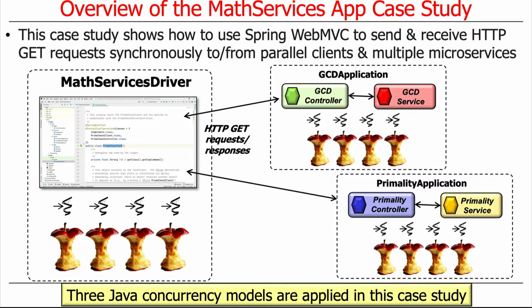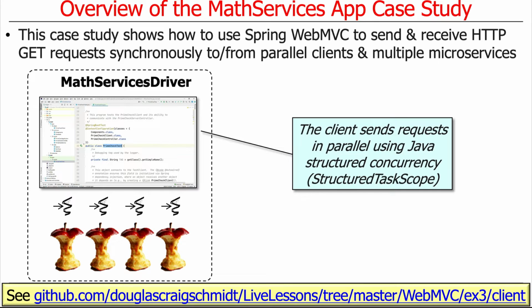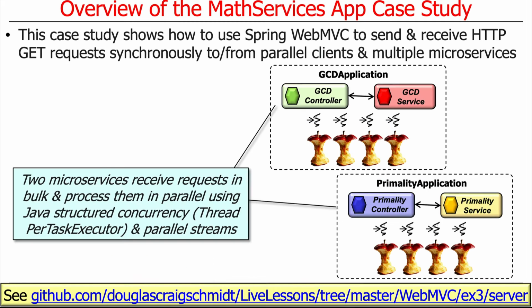So we're going to see there's parallel computing on the client side using Java structured concurrency, and then we're going to see two different models on the server side, one of which is going to use parallel streams and one of which is going to use a different variant of structured concurrency. So lots of concurrency and lots of different models here in this case study. The client is going to send all these requests to the microservices in parallel using the structured task scope shutdown on failure structured concurrency model. We've talked about that before. You'll get a chance to see that here when we start walking through the code in more detail.